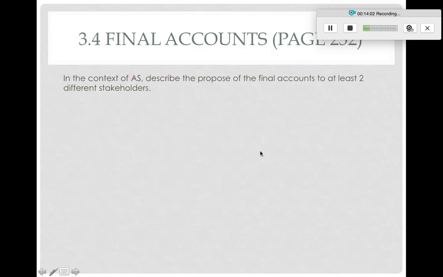Okay, moving on. Final accounts. In the context of Afghan Sun, describe the purpose of the final accounts to at least two different stakeholders. So why do two different stakeholders want to see Afghan Sun's final accounts? Pause and have a go, and then come back and have a look at the model answer.